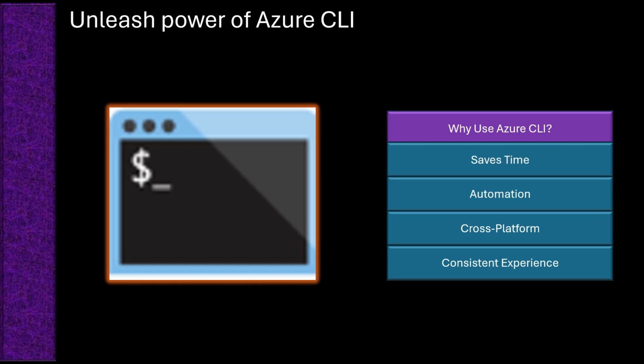There are a number of reasons that you should be using Azure CLI. First, it saves time when you want to do something repeatedly. Instead of clicking around, you can run a single or multiple commands to get things done quickly. You can achieve automation using Azure CLI. You can write scripts to automate repetitive tasks like creating resources or managing configurations.